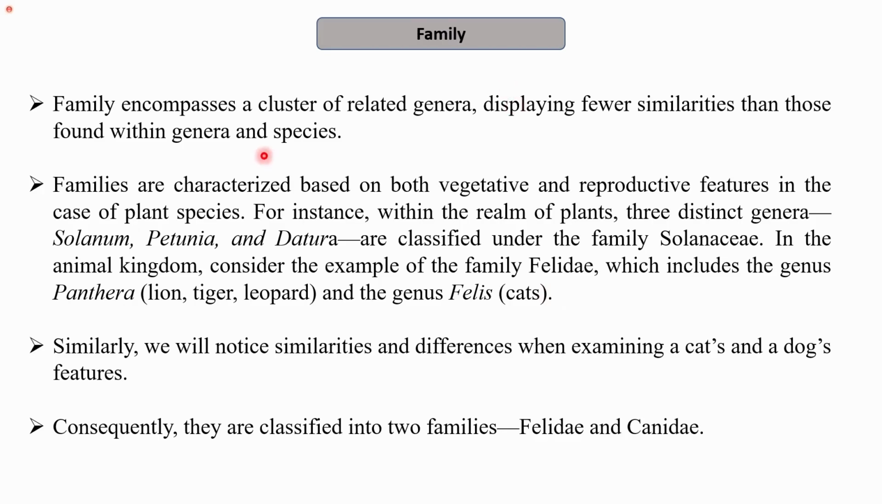So families are characterized based on both vegetative and reproductive features in the case of plant species. For instance, within the realm of plants, three distinct genera like Solanum, Petunia, and Datura are classified under the family Solanaceae. So Solanaceae is the broader term, and under that we have Solanum, Petunia, and Datura. Within Solanum, we have potato and brinjal, which come under the species level. At the species level, there is the difference.